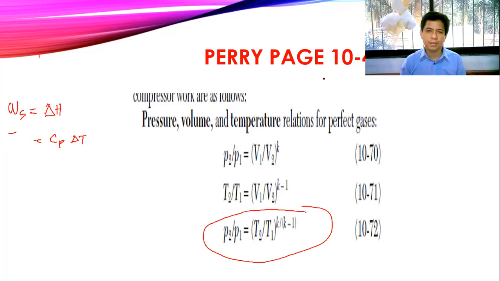You can find this in Perry page 10-44. Mark yung page na yun, kung sakaling makalimutan nyo itong T2 over T1 is equal to P2 over P1 raised to (k minus 1) over k. And then remember, dapat yung temperature dito ay absolute temperature, pwedeng Kelvin, pwedeng Rankine. Ganun lang. That's how simple it is to solve for the compressor horsepower.